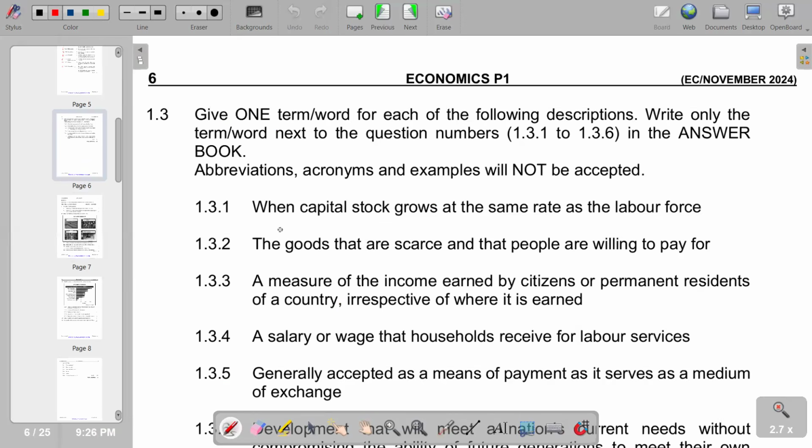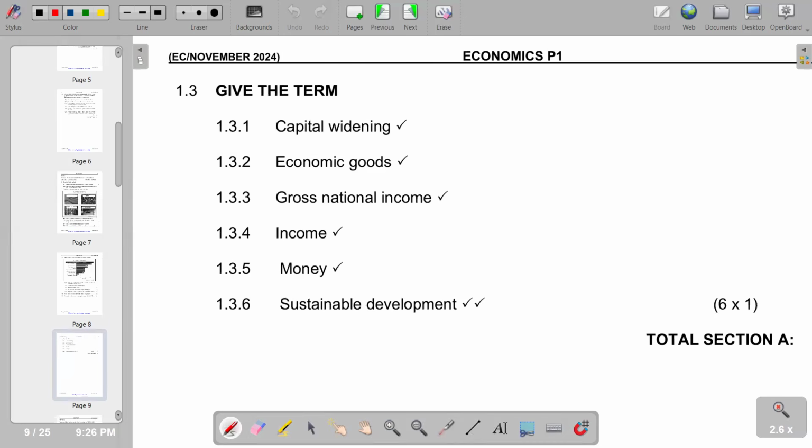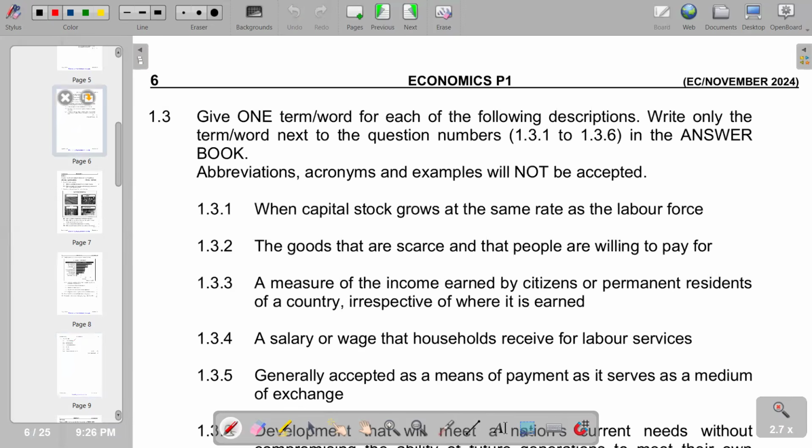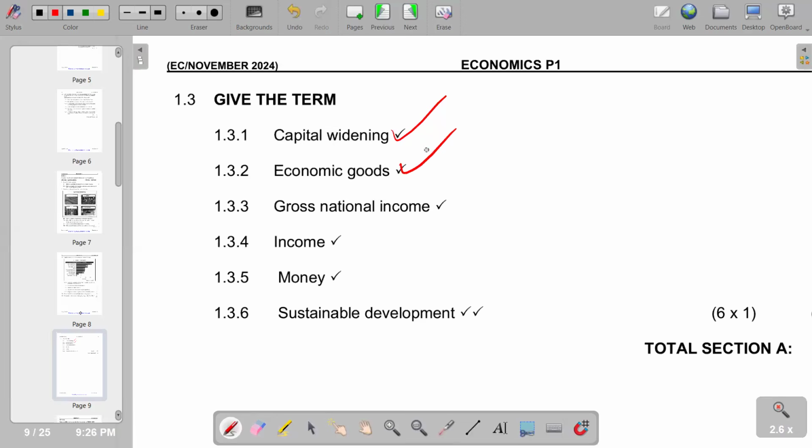On the first part, when capital stock grows at the same rate as the labor force, what do we call that? We see that this is capital widening. That's what we have on that part. Then the goods that are scarce and that people are willing to pay for, we call those economic goods. So we also have economic goods.